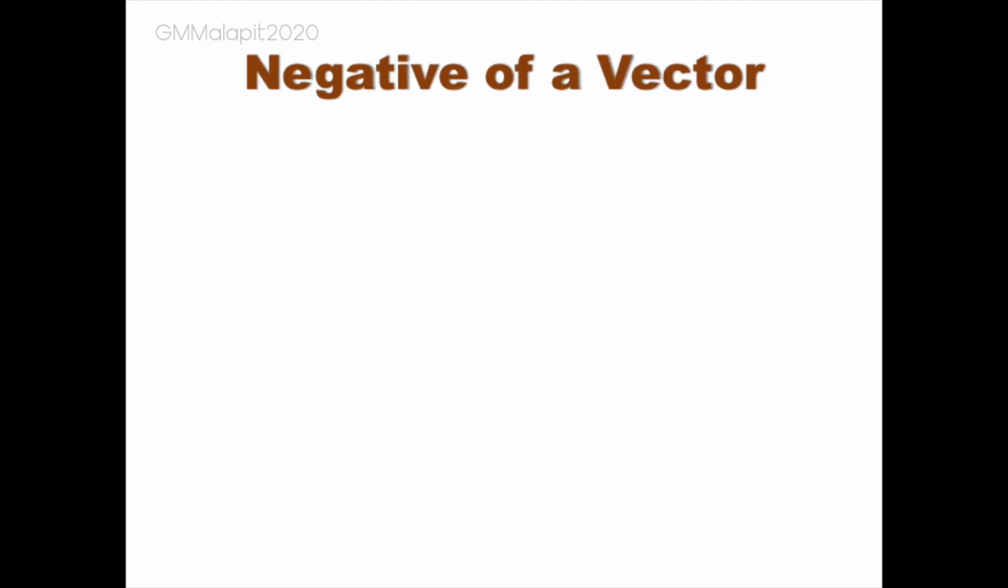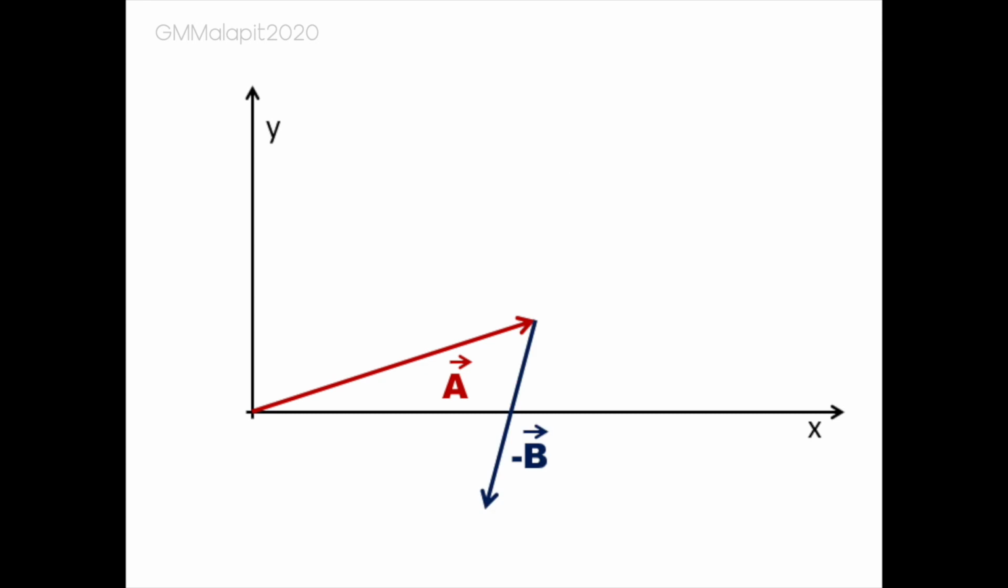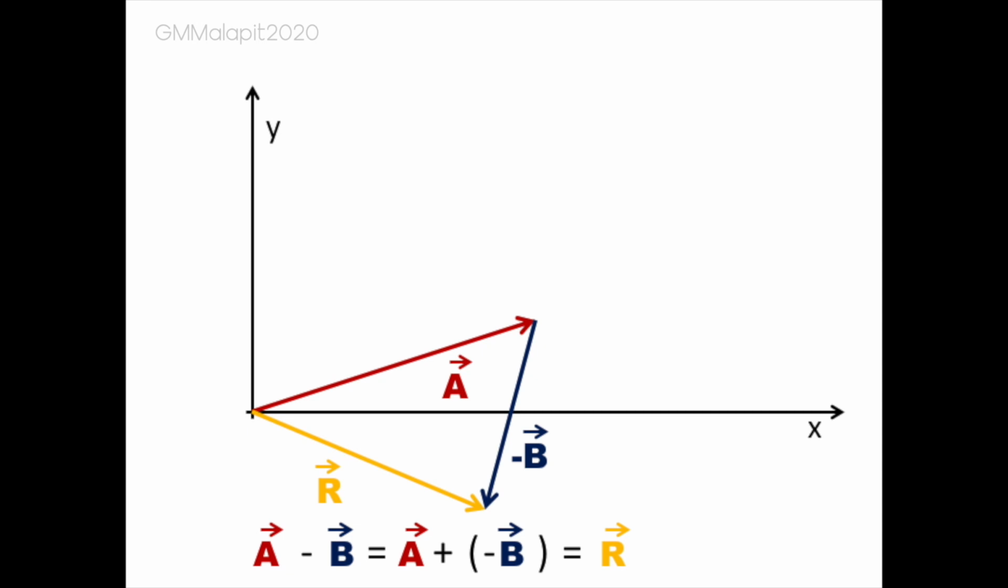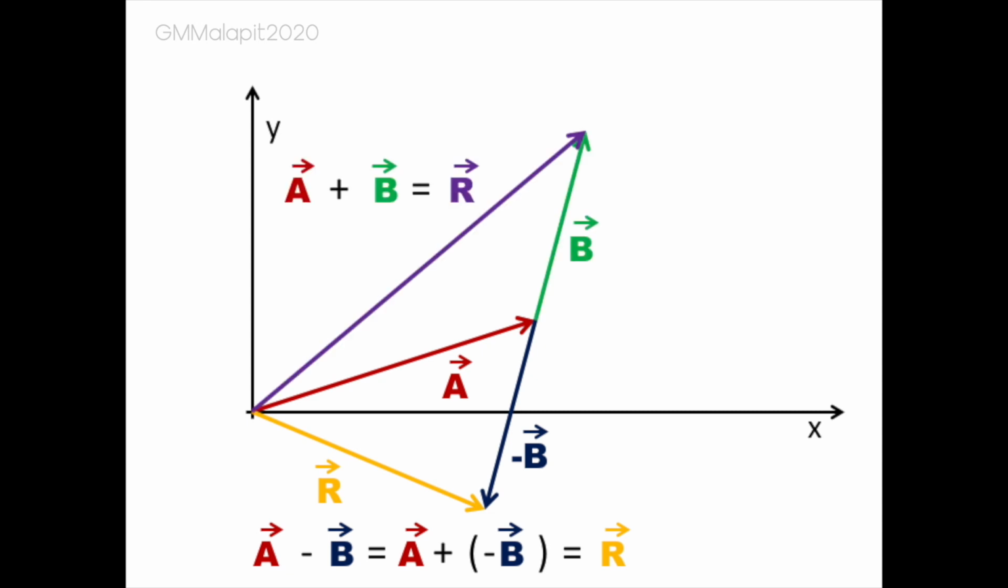Negative of a vector. Now let us focus only on vectors A and B. If we take the negative of vector B, it will have the same magnitude but opposite direction as shown here. In this manner, we can now determine the process of vector subtraction. The subtraction of vector B from vector A is defined as vector A minus vector B equals vector A plus the negative vector B, resulting to a new vector R. Shown here is the comparison of vector addition and vector subtraction.